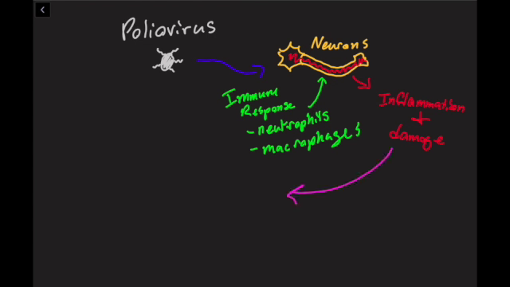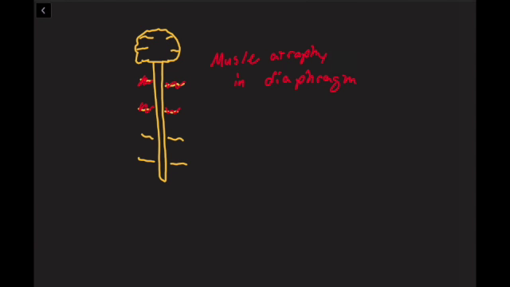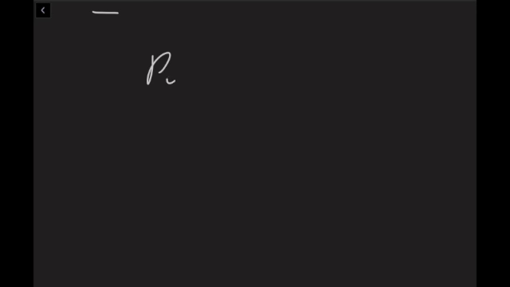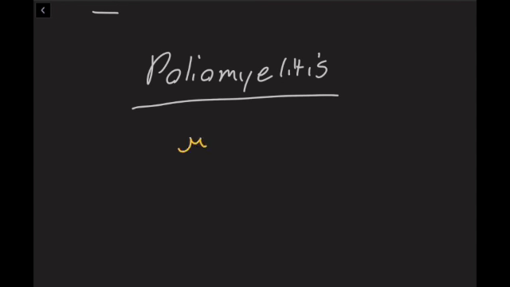This damage can lead to muscle atrophy and paralysis, much of the signs and symptoms seen in rare cases of poliovirus. In certain cases of poliovirus, muscle atrophy in the diaphragm can become fatal, as it can cause an inability to breathe. When poliovirus causes central nervous system and peripheral nervous system issues and muscle inflammation and muscle atrophy, this is referred to as the disease poliomyelitis.